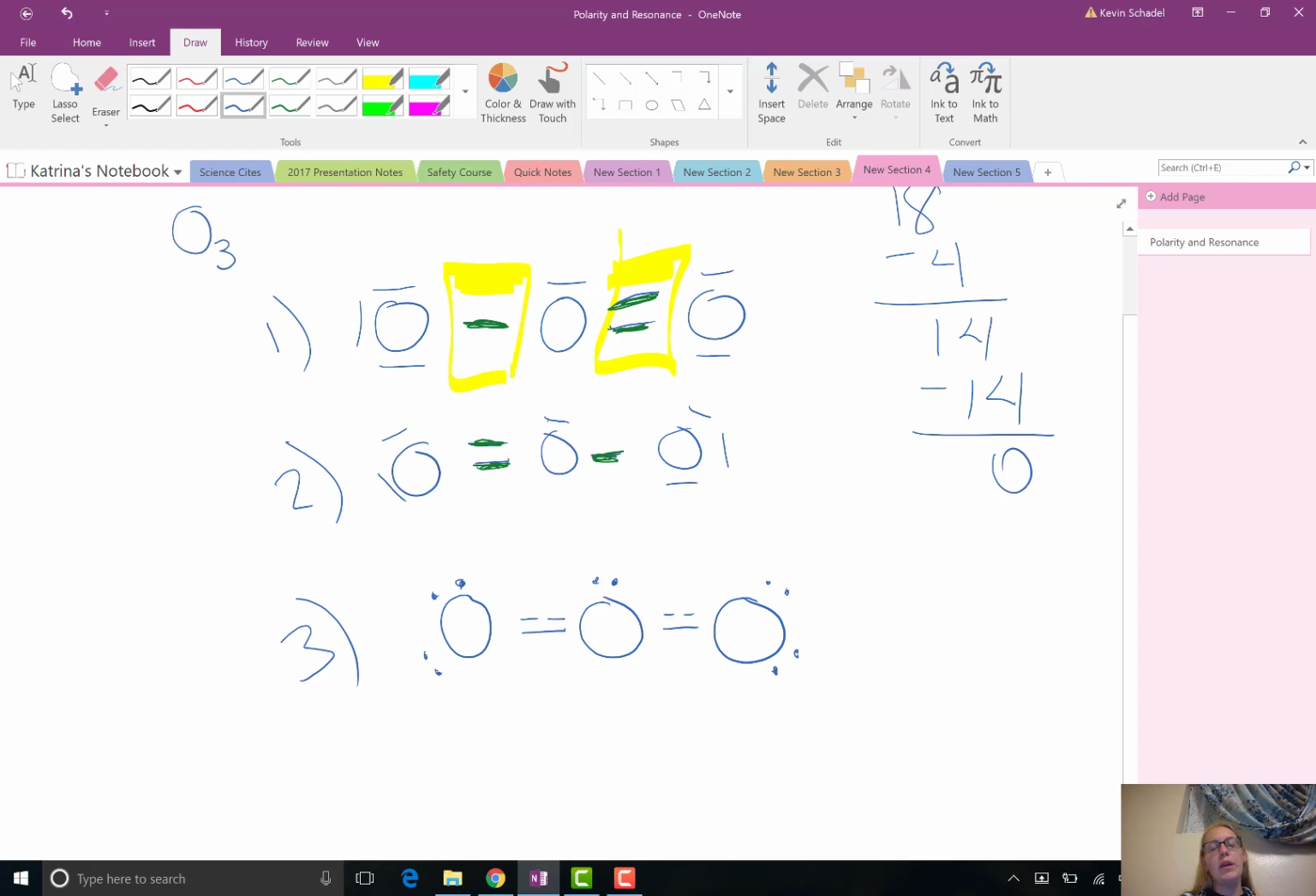So the most common way to show resonance structures is to list these 3 structures out. And then actually in between this first structure and the second structure, you're going to do a double-headed arrow like that. That's showing that this and this are actually partner resonance structures.